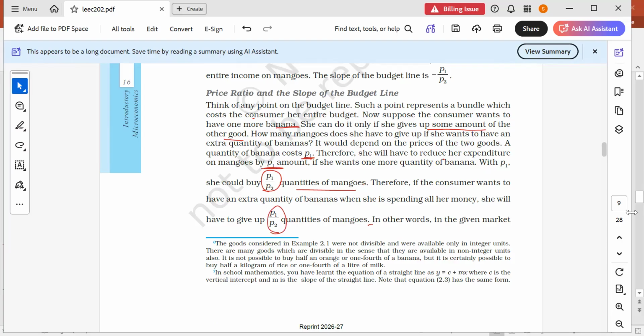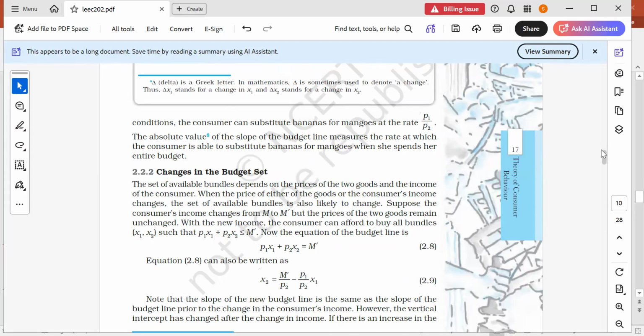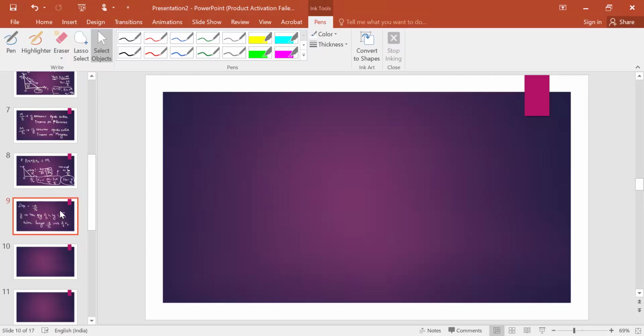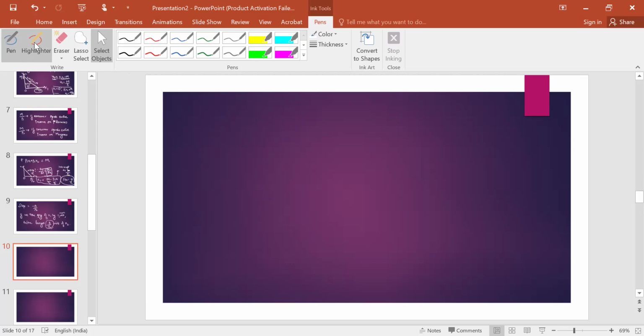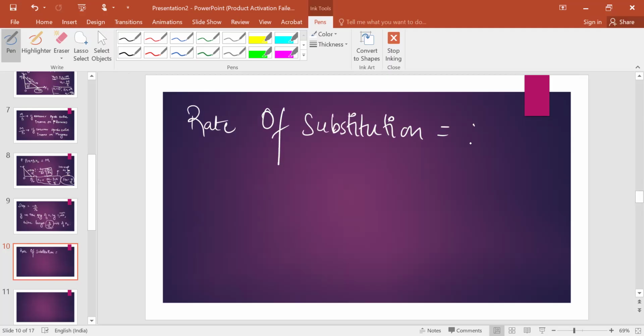In other words, in the given market condition, the consumer can substitute bananas for mangoes at the rate given by P1 by P2. Right, so this is basically the rate of substitution. This is the rate at which she can forgo mangoes, given by P1 by P2 units. The rate of substitution is given by P1 by P2. All right.